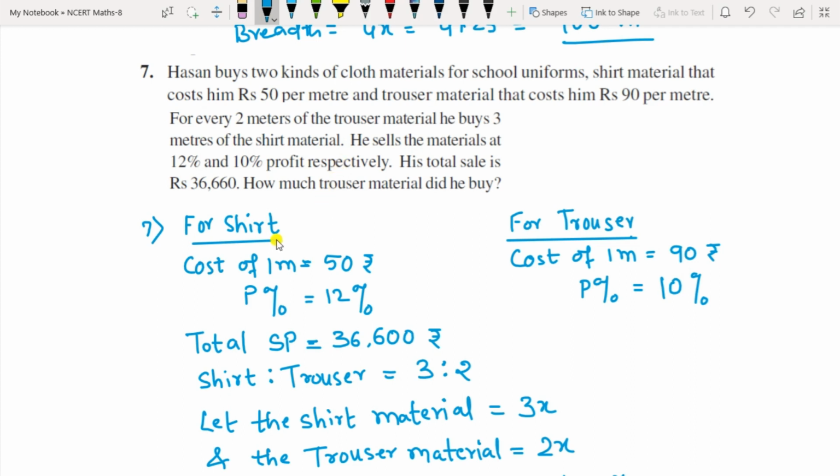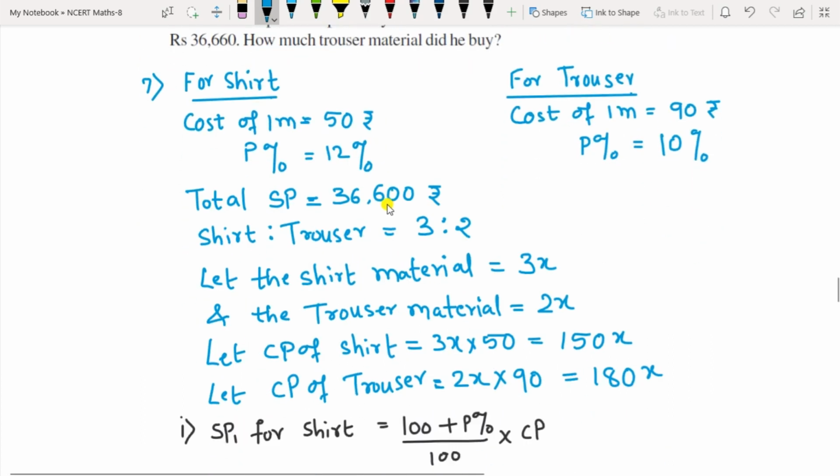Then he sells the materials at 12% profit and 10% profit respectively. Respectively means shirt was first and trouser was second. So profit for shirt was 12% and trouser was 10%. His total sale is given as 36,660. So how much material for trouser did he buy? Since it is the ratio given here, write the statement as let the shirt material be 3x and trouser material be 2x.